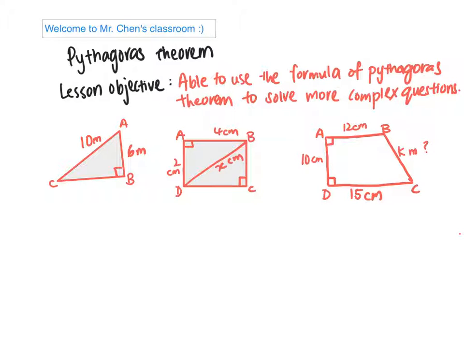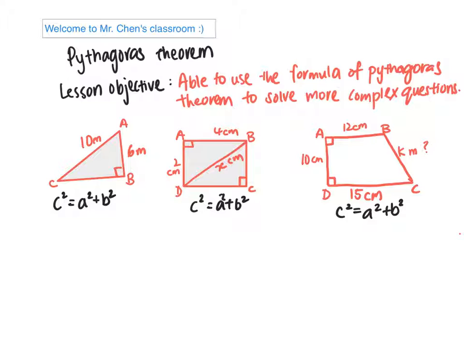If you remember from last video, I introduced you to the Pythagoras formula and also the proof. If you still remember, quickly pause this video and write down the formula for Pythagoras theorem. The formula for Pythagoras theorem is c squared equals a squared plus b squared.